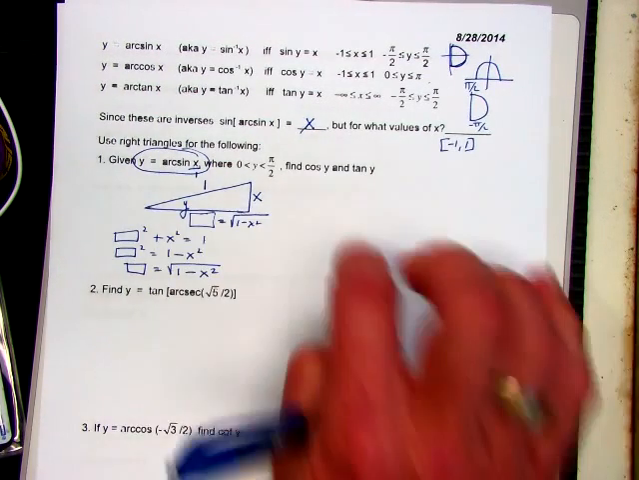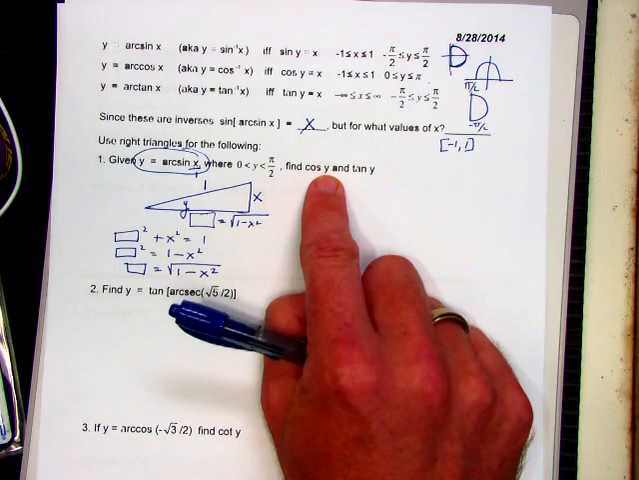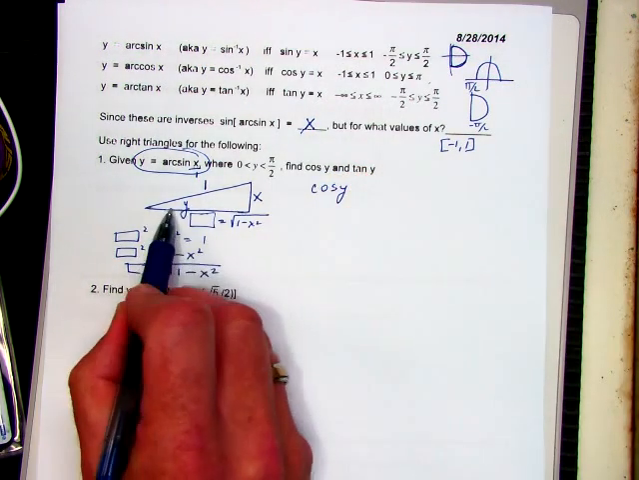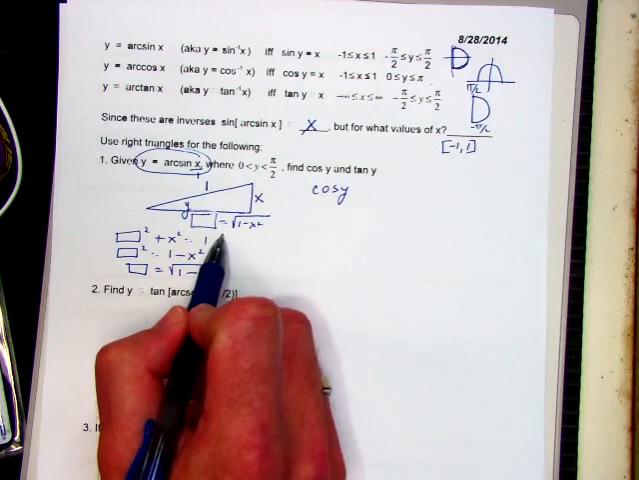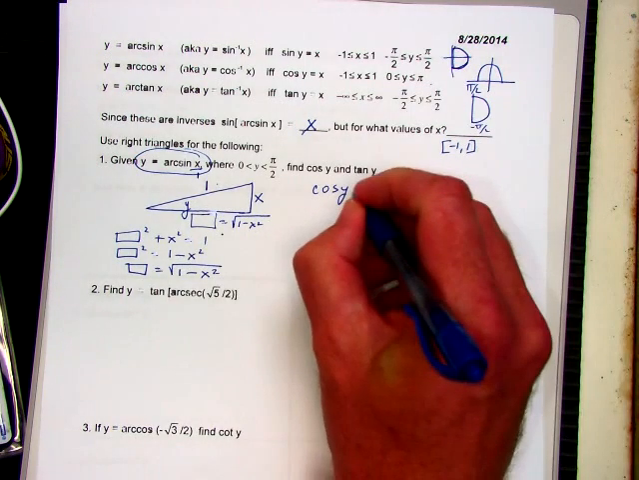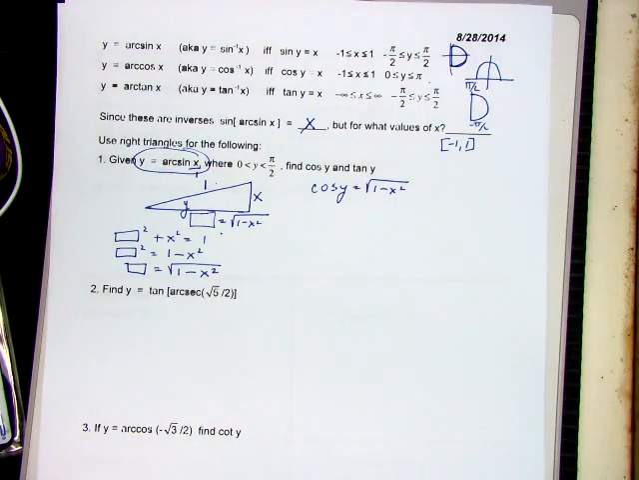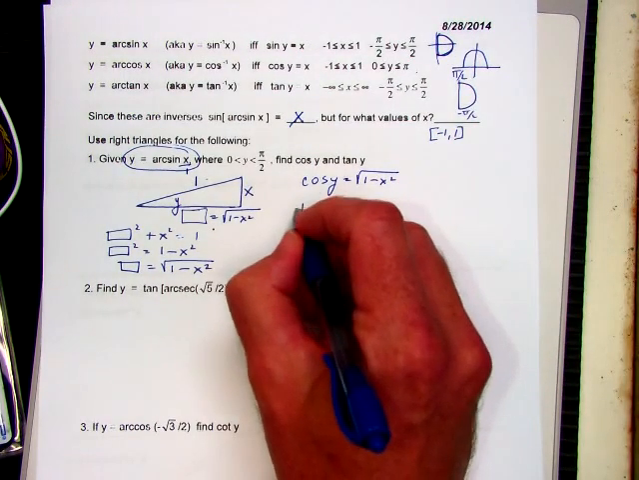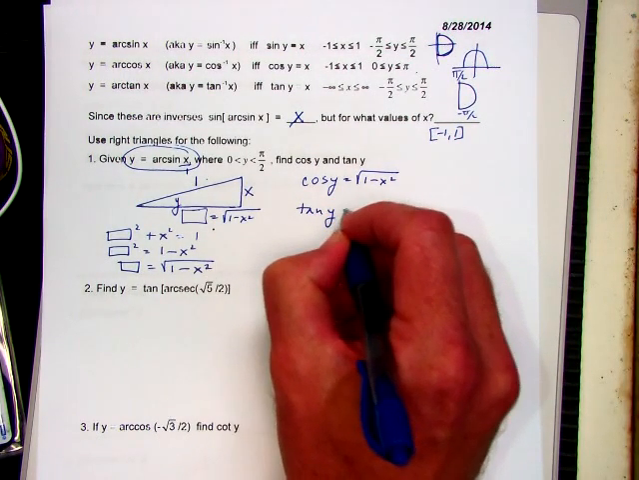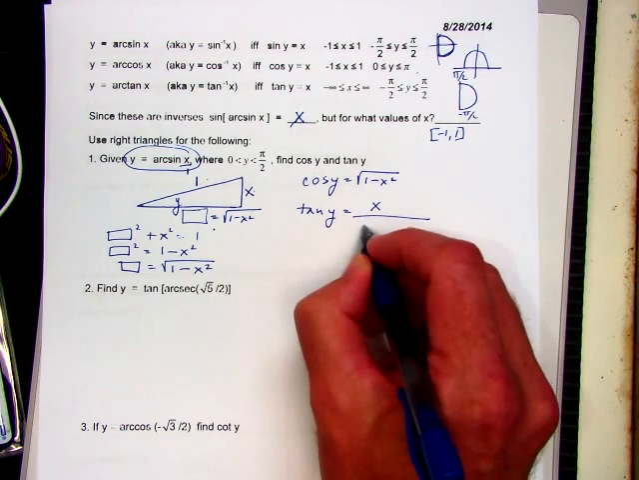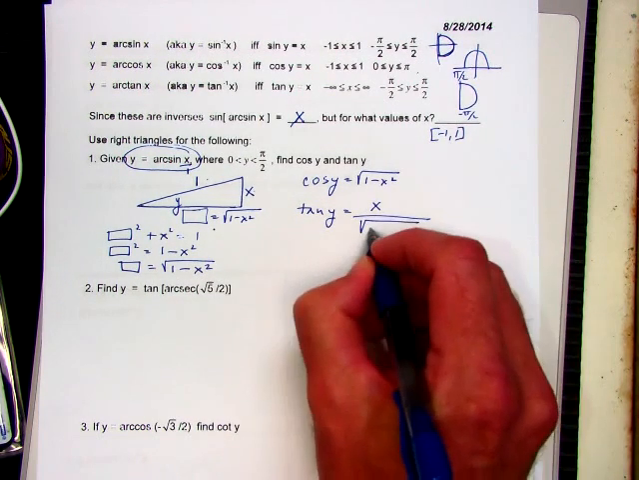Now we're just going to go find the cosine of that. Well, that's pretty simple. The cosine of y from my picture is now equal to the adjacent over the hypotenuse, which is just the square root of 1 minus x squared. Okay? The tangent of that picture, of which is y, is just equal to the opposite side over the adjacent, which is x over the square root of 1 minus x squared.